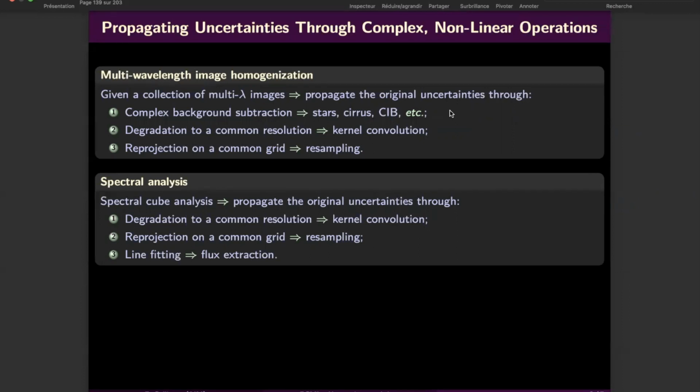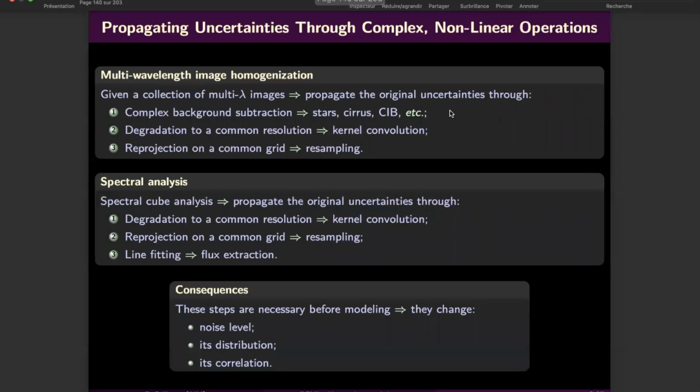So these different steps will change the uncertainty, so they will change the noise level. Also, its distribution. Even if you have Gaussian noise at the beginning, you are not necessarily going to have Gaussian noise in the end. And they also change the correlation, of course.